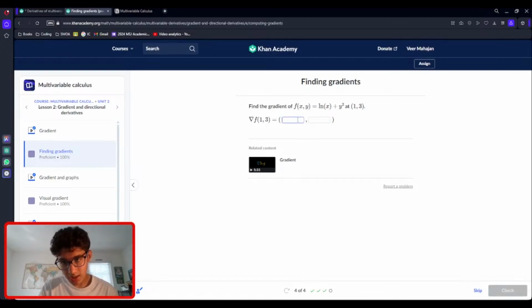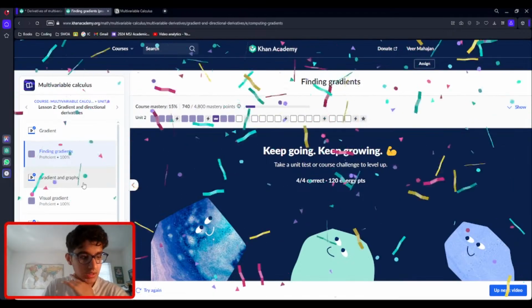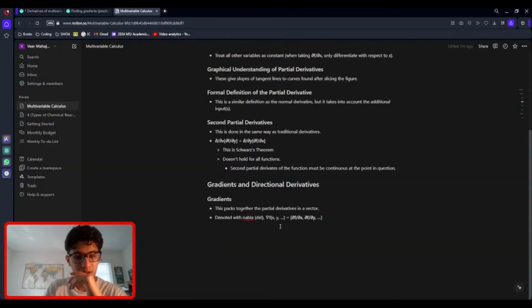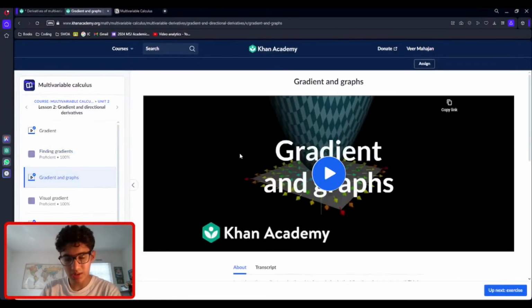Now when we do this with the x, oh wait, this is easy. So 2y means you'll get just 2y, which is 6, and with the partial x, 1 over x, so 1. That's it. Okay, good, good, good. Gradients and graphs. I want to keep all this under just the gradients thing here, just to save some space. So let's move on to the graphical interpretation, gradients and graphs.